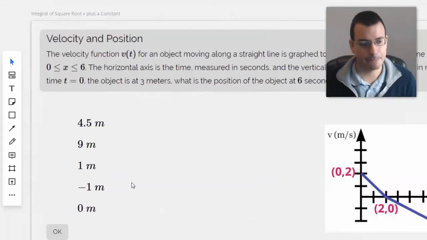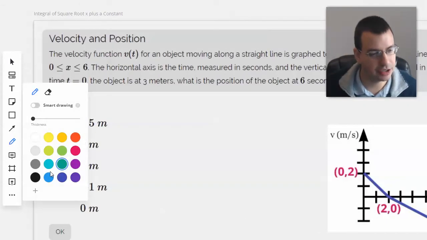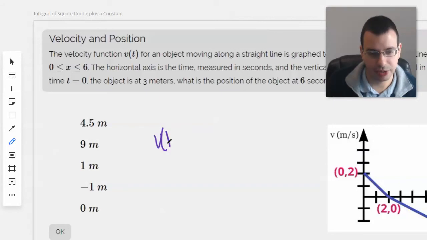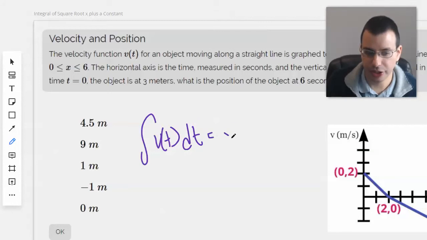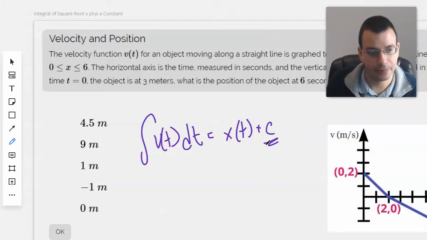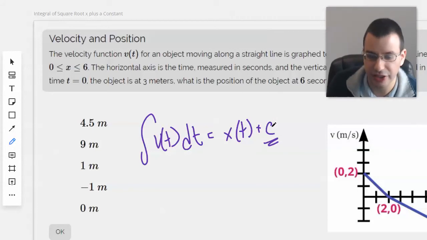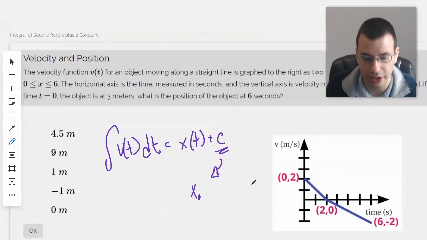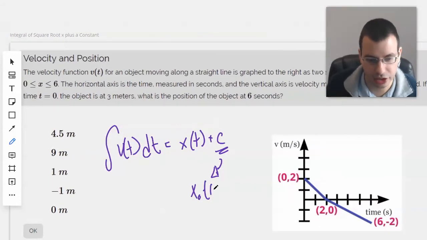6 seconds? So the idea here is we have velocity with respect to time, and we integrate this with respect to time, then we'll get position with respect to time plus some constant c. And this is telling us that this constant c, which is the initial position, is 3. So x of 0 equals 3.